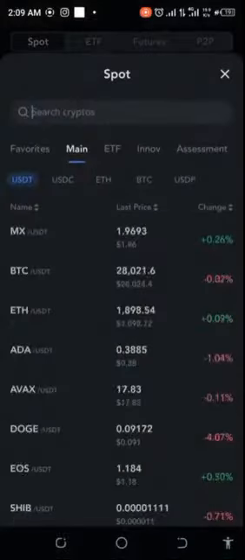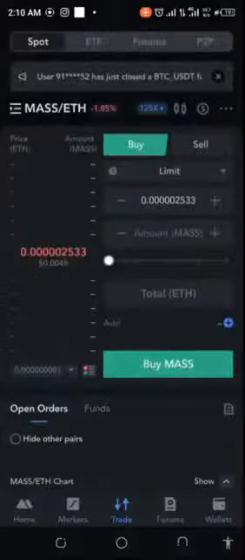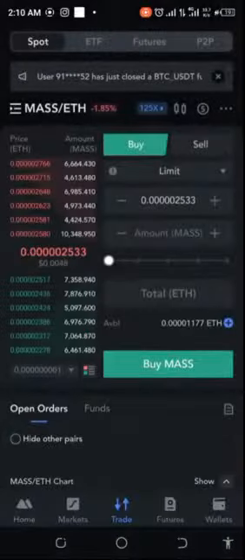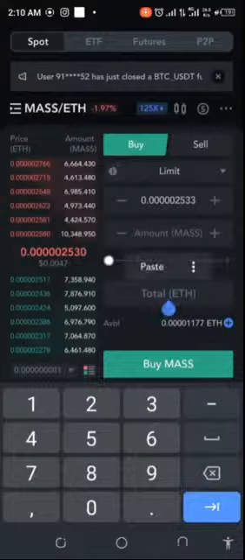and then go over to MASS/ETH, because ETH happens to be the lower pair, right? So then we'll go over to just paste this in the ETH segment, and let's see, let's paste that here.